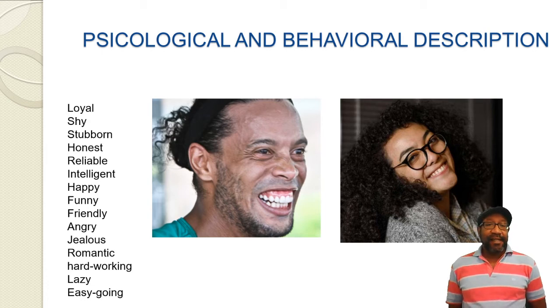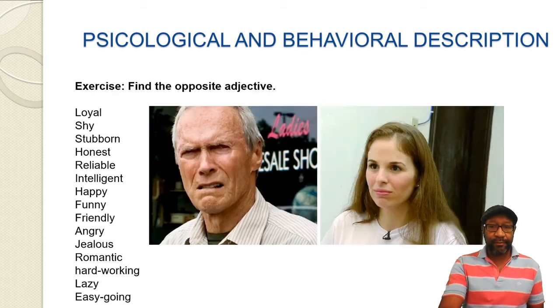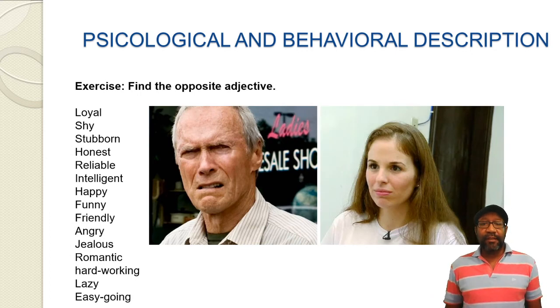And here we have some adjectives: loyal, shy, stubborn, honest, reliable, intelligent, happy, funny, friendly, angry, jealous, romantic, hardworking, lazy, easygoing. So there are some that you can check out. And this is an exercise you can do, right?